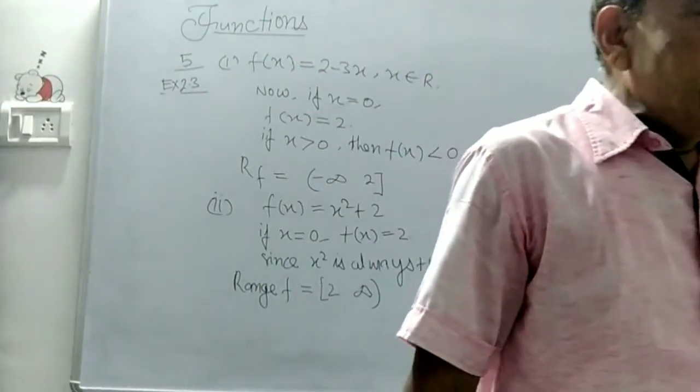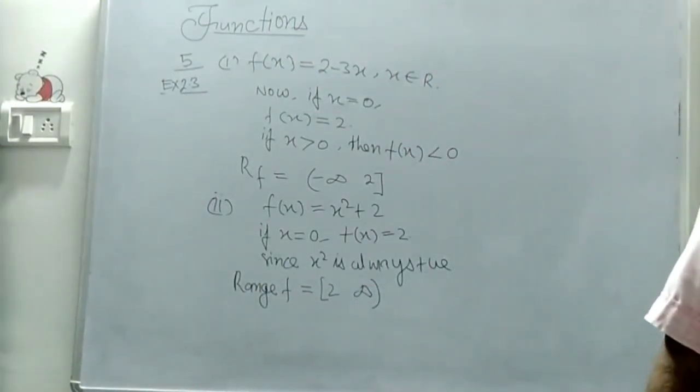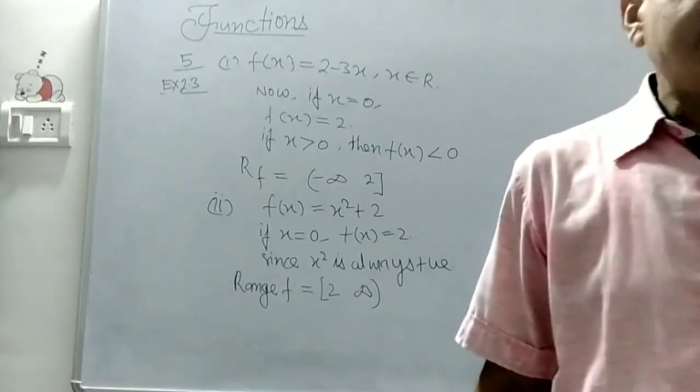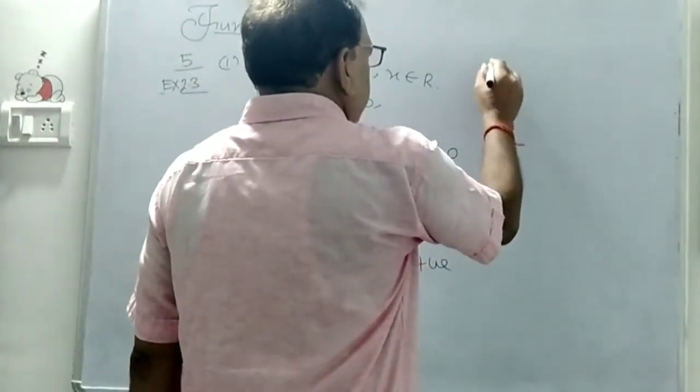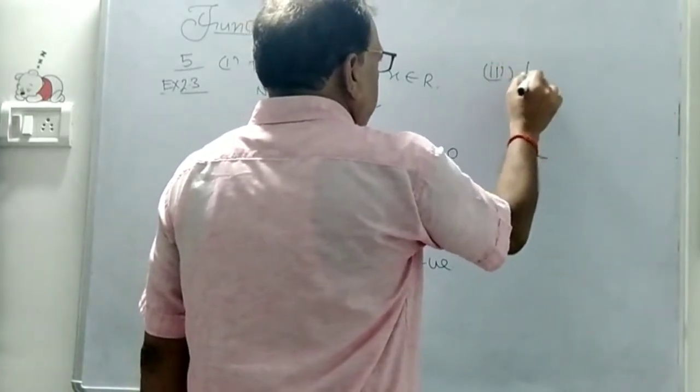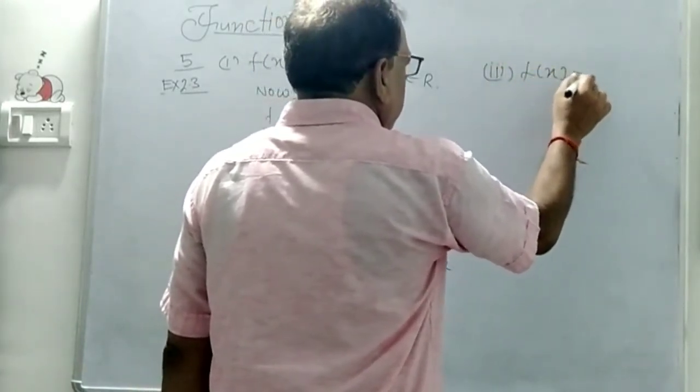ये हो गया. इसके बाद है f(x) इक्वल टू x. तो फाइंड द रेंज ऑफ थर्ड, f(x) equal to x.